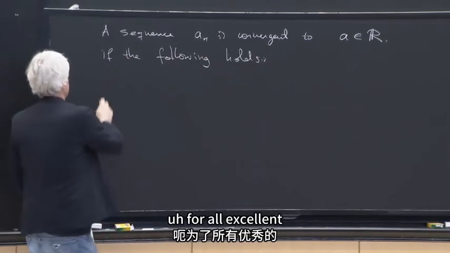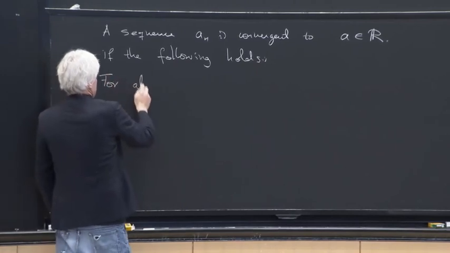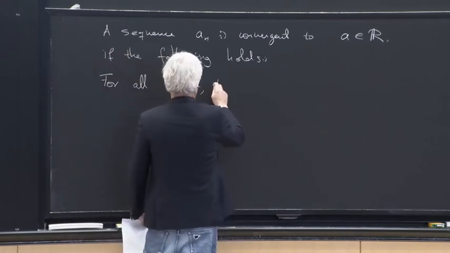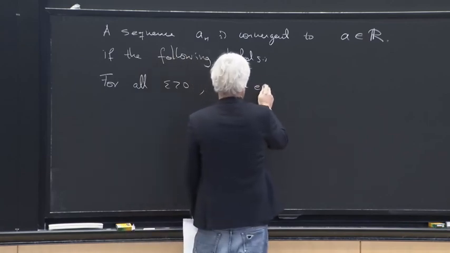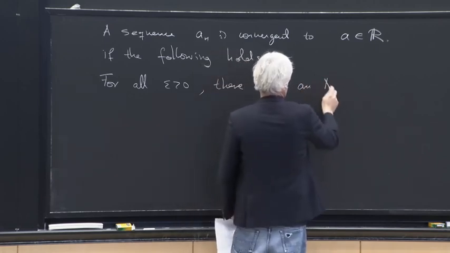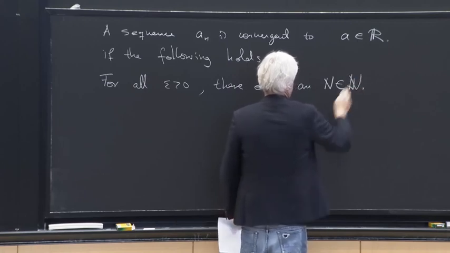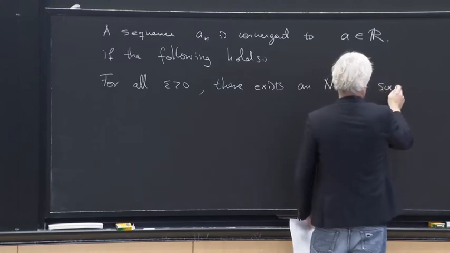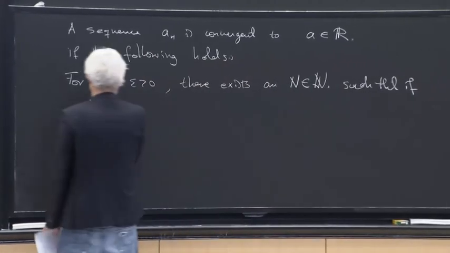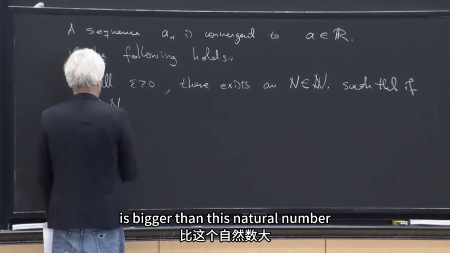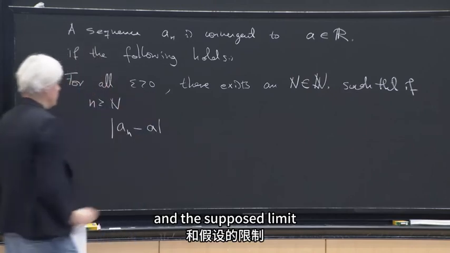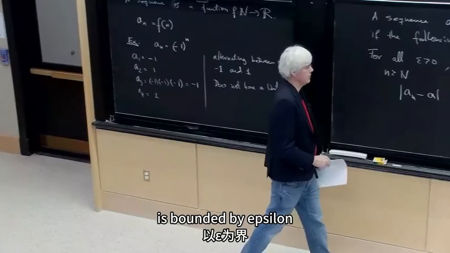For all epsilon greater than 0, there exists a natural number N such that if little n is bigger than this natural number N, then the difference between a_n and this supposed limit a is bounded by epsilon.